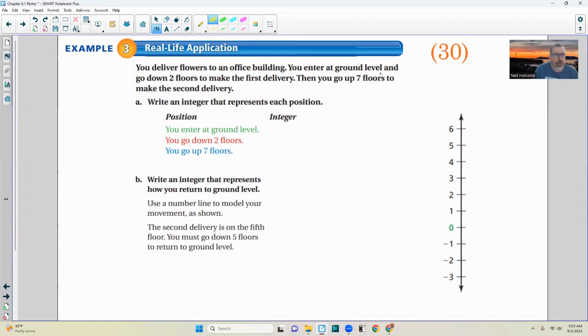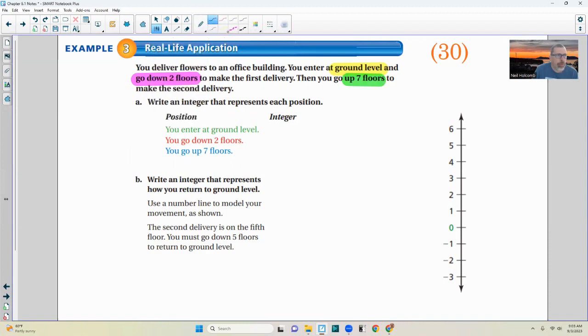You enter at ground level. So there's our first key. You enter at ground level. So you walk in off the street, you're on the ground floor in the lobby, and it says you go down 2 floors to make the first delivery. Then you go up 7 floors to make the second delivery. Write an integer that represents each position.